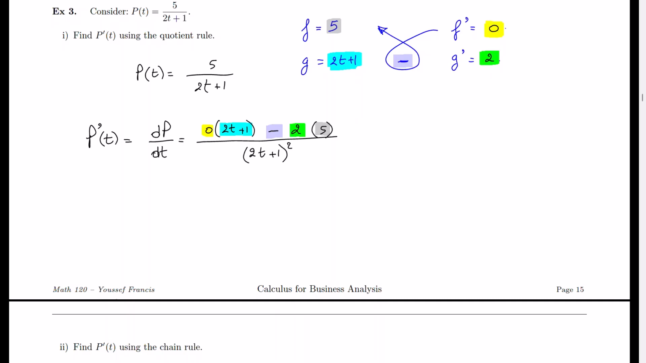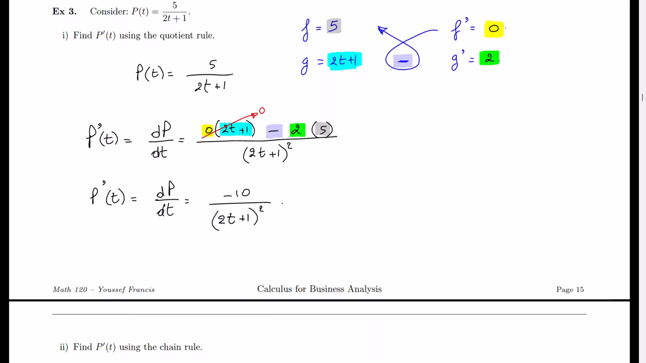That's basically the end. Let's clean up this answer to make it look like the one I'm going to get on the next page when I do this problem with the chain rule. So 0 times 2t plus 1 is just going to disappear, because 0 times anything is really 0. And negative 2 times 5 is really just negative 10. And it's all divided by 2t plus 1, all to the power of 2.